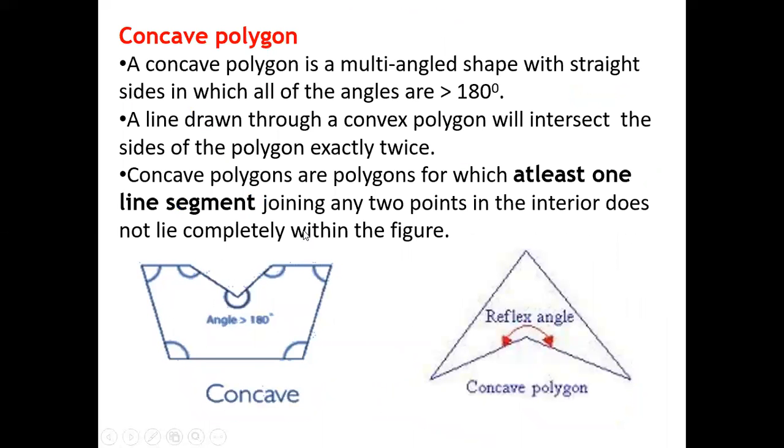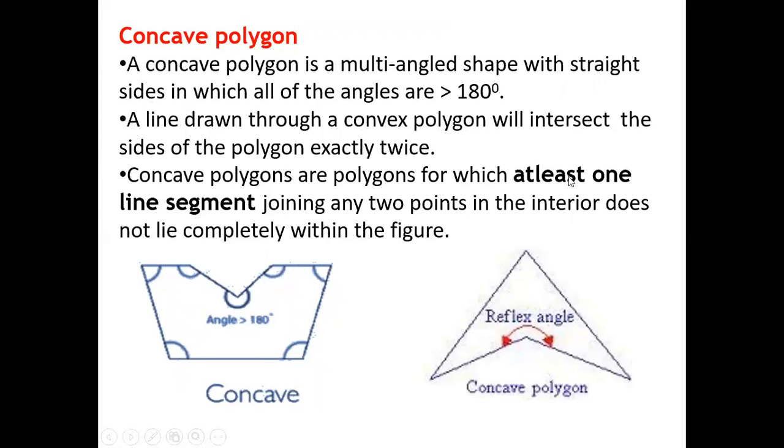If I come to a concave polygon, it is a multi-angled shape with straight sides in which the angles are greater than 180 degree. If you see the angles of your concave polygon, they will be greater than 180 degree. That is why it is called the reflex angle. Concave polygons are the polygons for which at least one line segment joining any points in the interior does not lie completely within the figure.